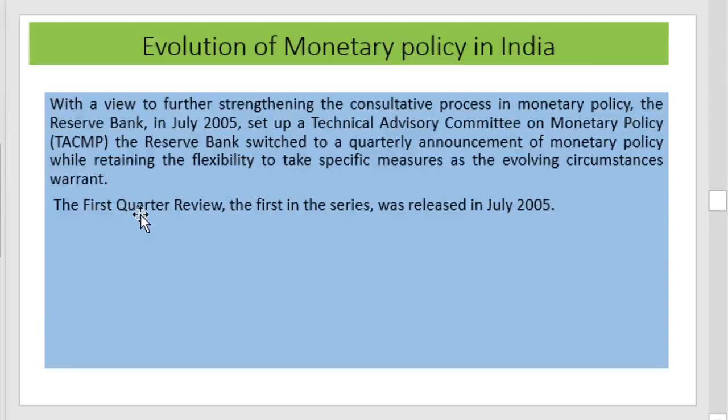Another important development during this period is that the Reserve Bank of India in July 2005 set up the Technical Advisory Committee on Monetary Policy, and the Reserve Bank switched to a quarterly announcement of monetary policy while retaining the flexibility to take specific measures as evolving circumstances warrant. The first quarterly review was released in July 2005. That is, during this period, the quarterly announcement of monetary policy was introduced.